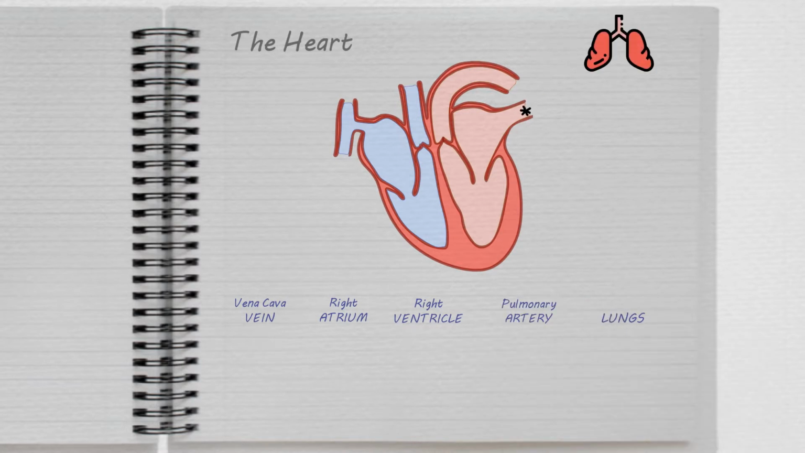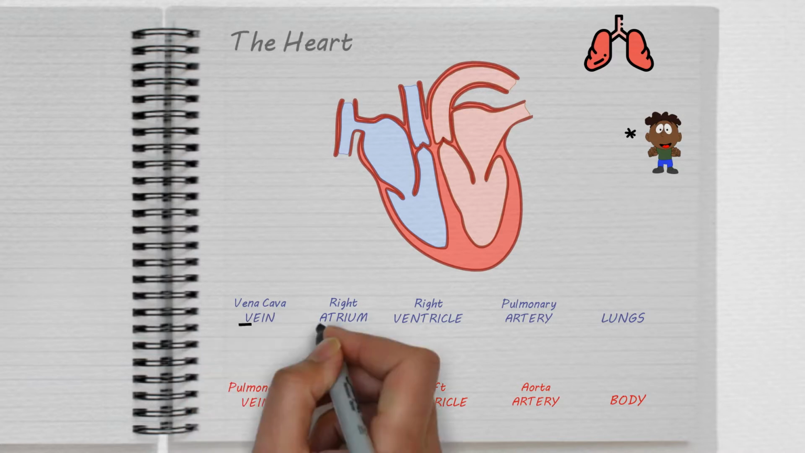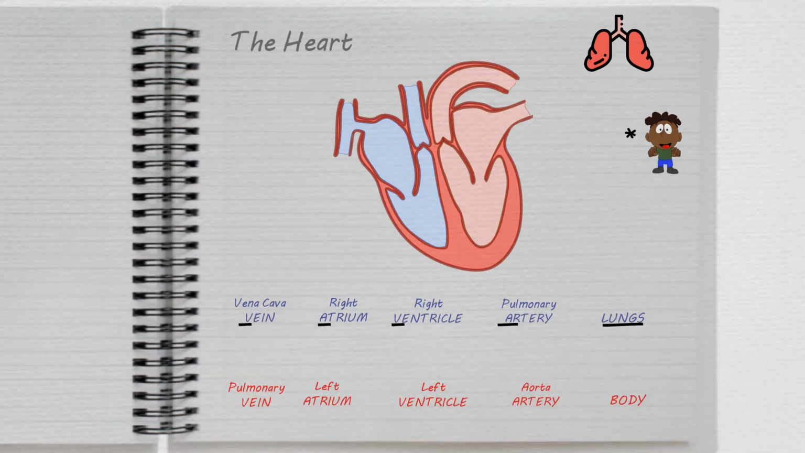Then it comes back from the lungs and in through the pulmonary vein, then to the left atrium, the left ventricle, before passing out of the aorta artery and off to the body. So the first letter of each of these is V, A, V, A, lungs. Then it's V, A, V, A, body. V, A, V, A spells vava.